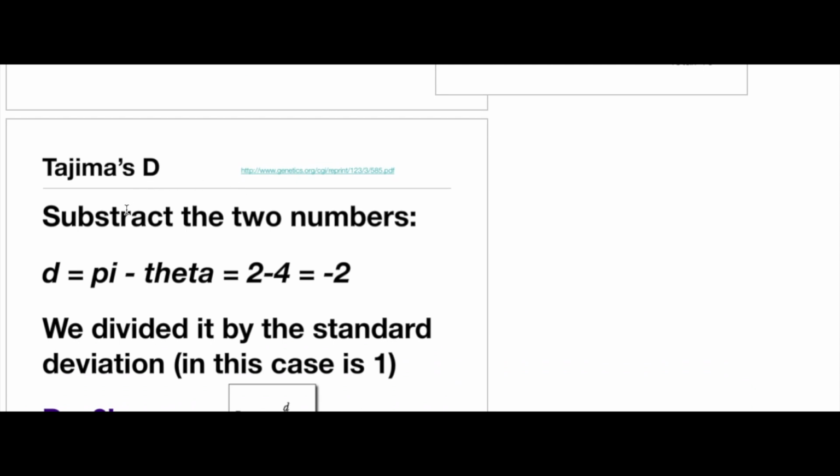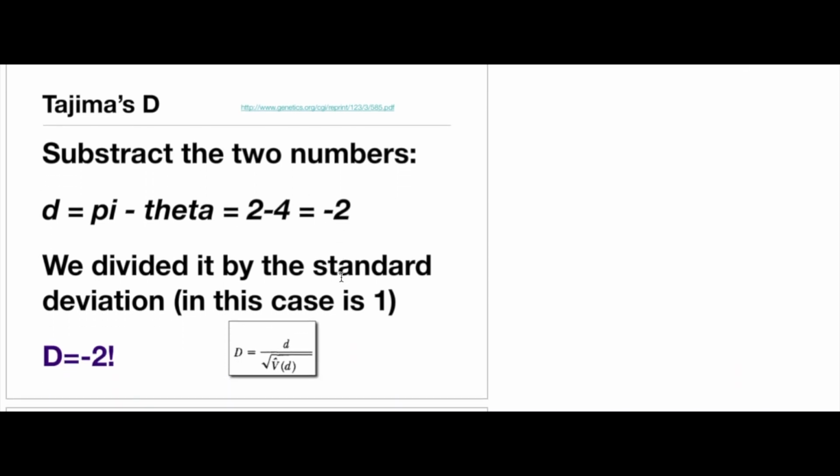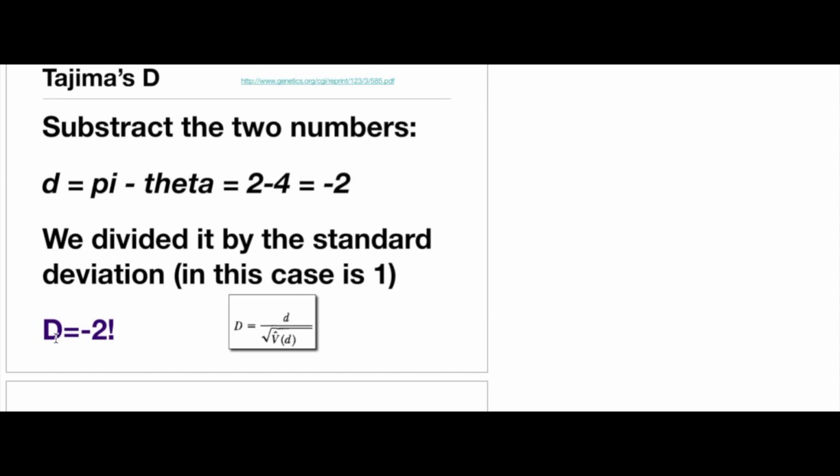So to find Tajima's D, basically you just have to subtract the two numbers. So little d will equal pi minus theta, which is 2 minus 4. And this value is minus 2. We know that Tajima's D is denoted by capital D, so we have to divide it by the standard deviation. In this case, the standard deviation is 1. In all the examples in molecular biology and genetics, when you calculate Tajima's D, the standard deviation is always 1. So Tajima's D is just pi minus theta, which is minus 2.